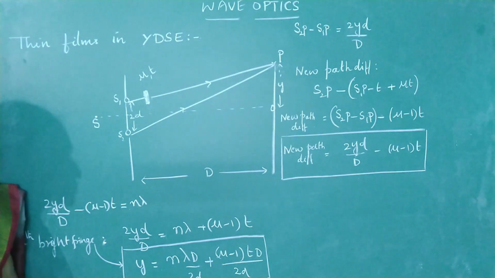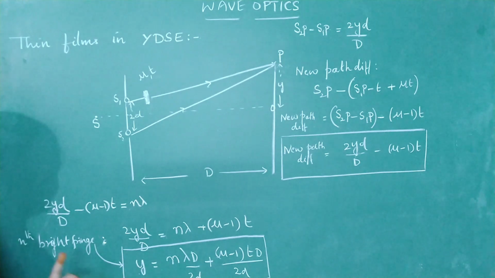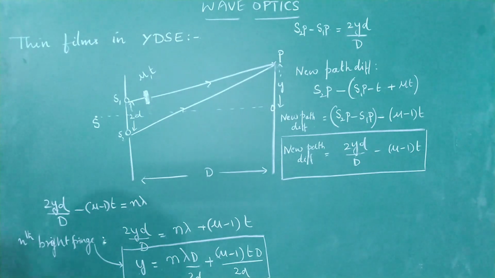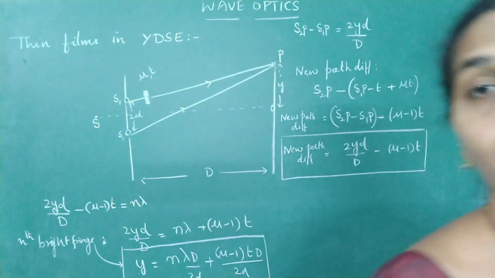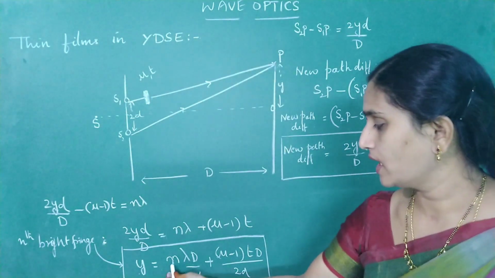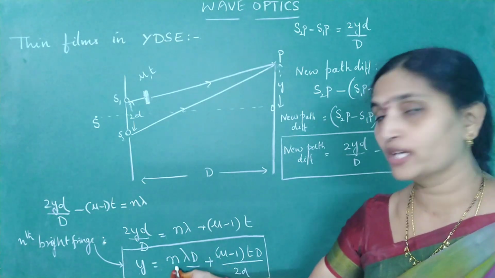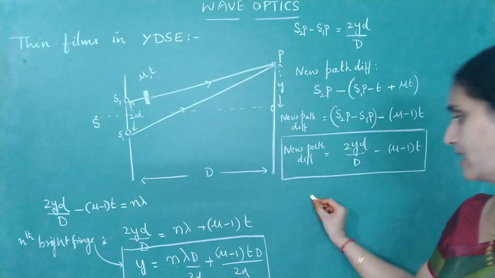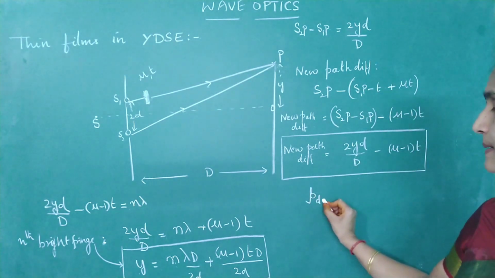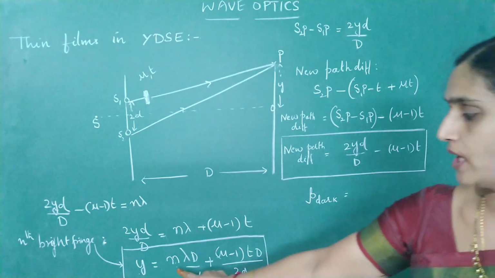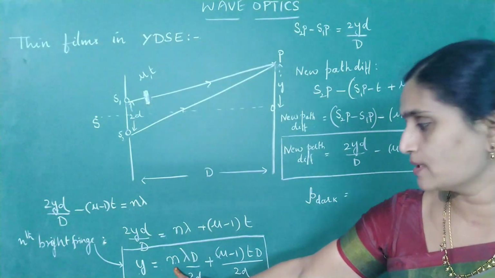How to get the fringe width? We know fringe width is the distance between two consecutive bright fringes. Between two bright fringes you have a dark fringe, and between two dark fringes you have a bright fringe. So if I put n equal to 1 and n equal to 2, the first bright fringe and second bright fringe, we will get the fringe width. Put n equal to 1 and n equal to 2 and subtract.